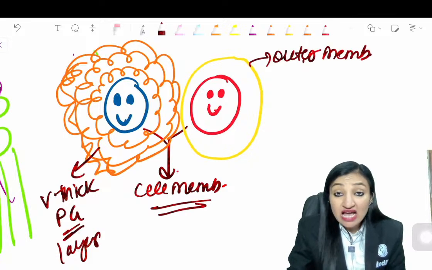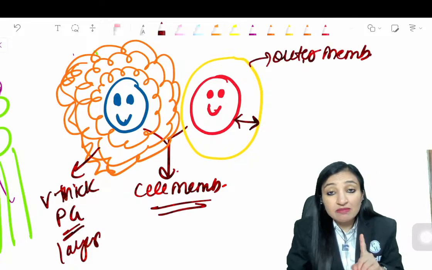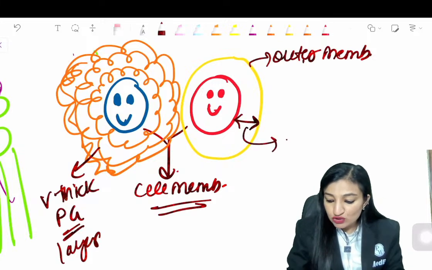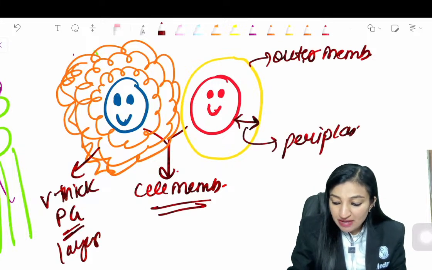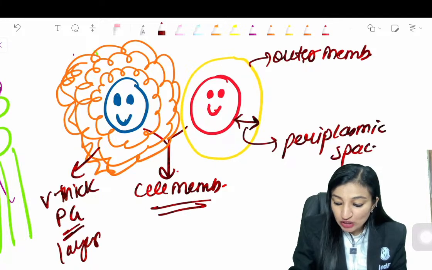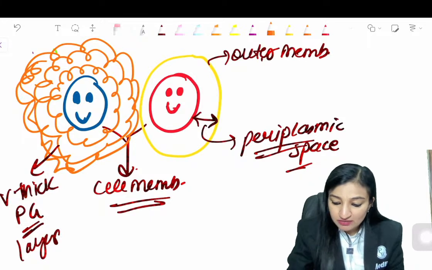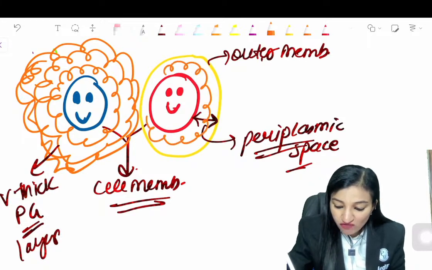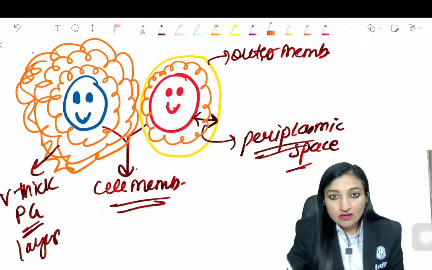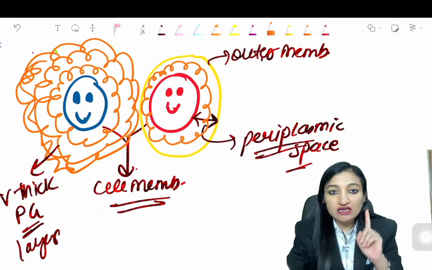The space between the cell membrane, the red one, and the outer membrane is known as the periplasmic space. Imagine this periplasmic space is a kind of locker. If we are calling it space, it should accommodate something. And what is that something? That something is a single layer of peptidoglycan, the cell wall.